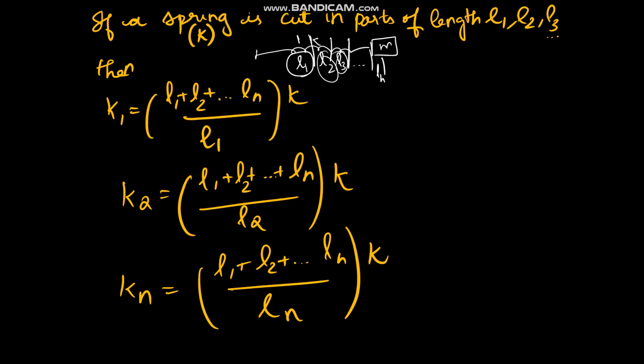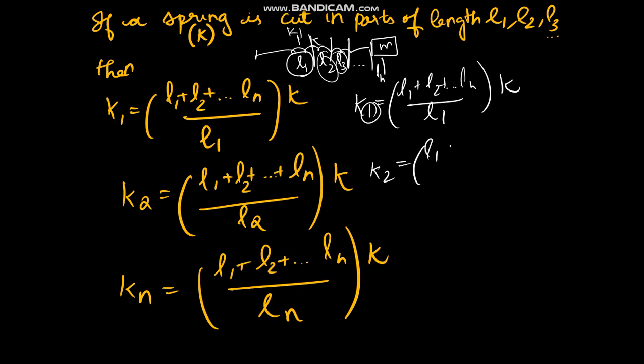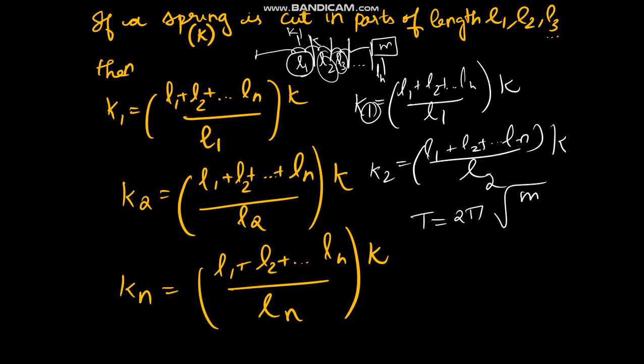Then the spring constant for the first part is k1, which is equal to the sum of the lengths of all the parts divided by the length of the part you are finding, into the initial spring constant. For the second part, the sum of the lengths of all the parts divided by the length of the part you are finding, into the initial spring constant. And if we are asked the time period for the second part, you have to apply T is equal to 2 pi root of m by k2.